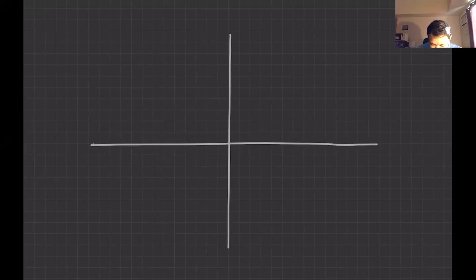And let's say you have vector A to the east, like this. Okay, and let's say you have vector B somewhere like this, north of west.